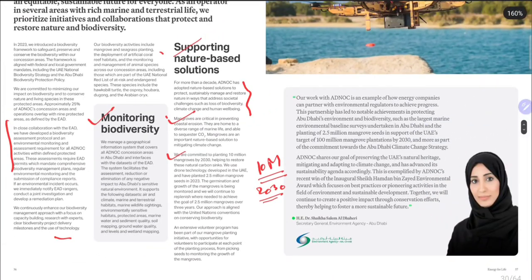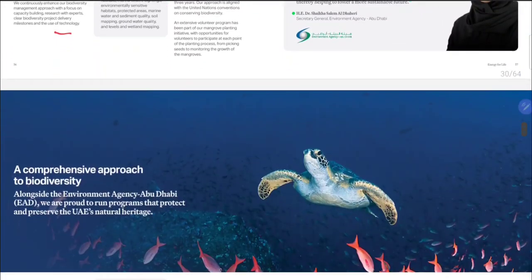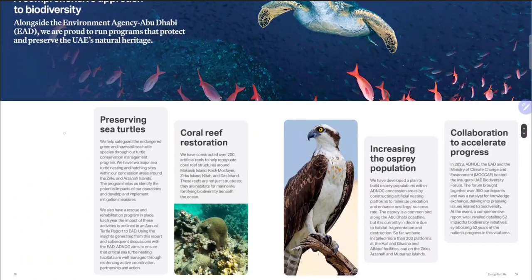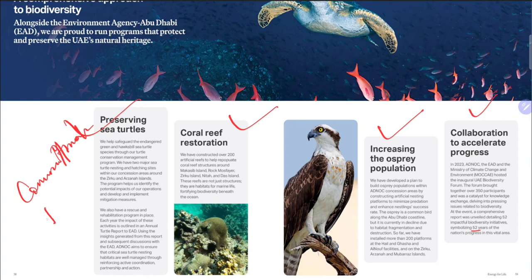You can see here the details are there: a comprehensive approach to biodiversity, like preserving sea turtles, coral reef restoration, increasing osprey populations, and collaboration to accelerate progress. Those details you can see, and their figures are also available here. So commitments, targets, approaches. This will be the flow already.